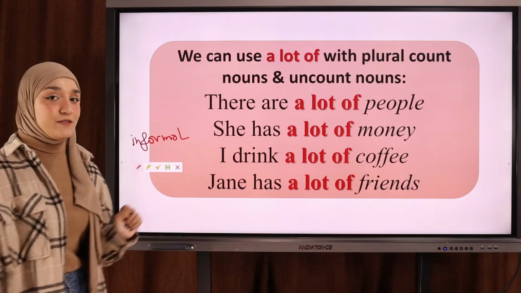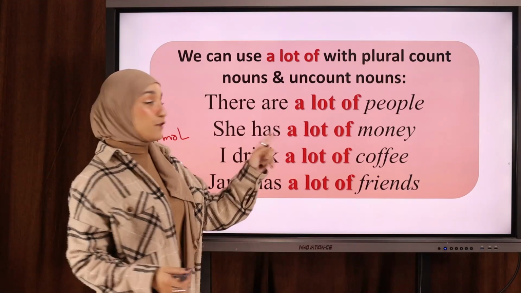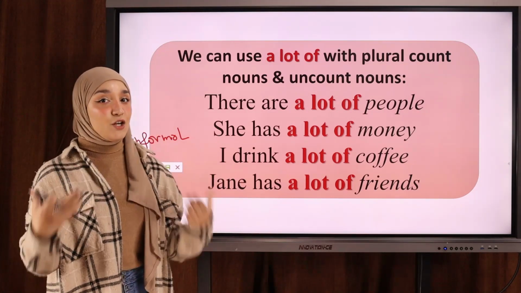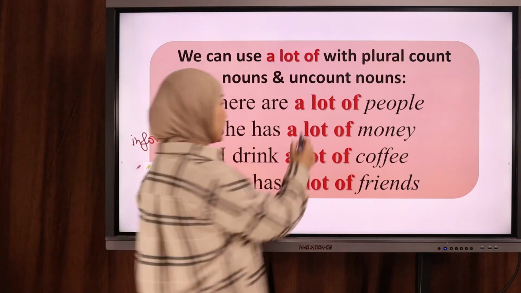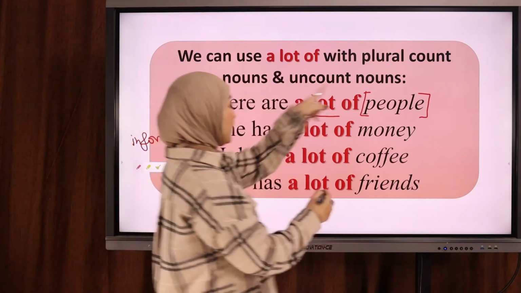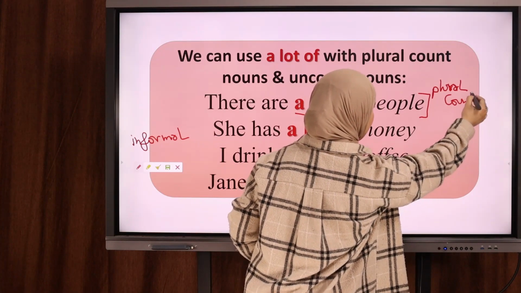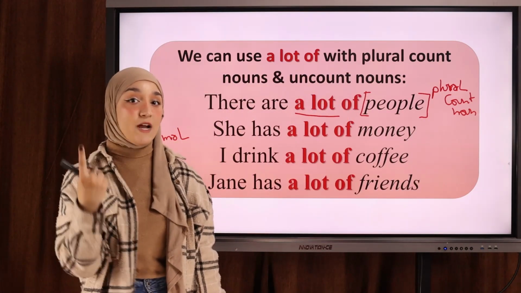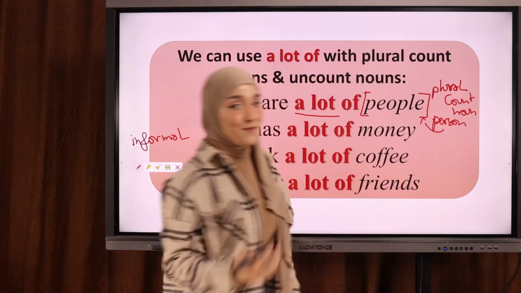Let's take a look at some examples. نلقي نظرة على الأمثلة. So there are a lot of people. هناك العديد من الأشخاص. So here I want to say there's a large number of people. هناك كم هائل or كم عديد من الأشخاص, okay? So I'm using a lot of, and I have people here. People is a plural count noun. هي من الأشياء القابلة للعد وهي في صيغة الجمع. So one person, شخص واحد, one person or a person, في صيغة الجمع تصبح people.